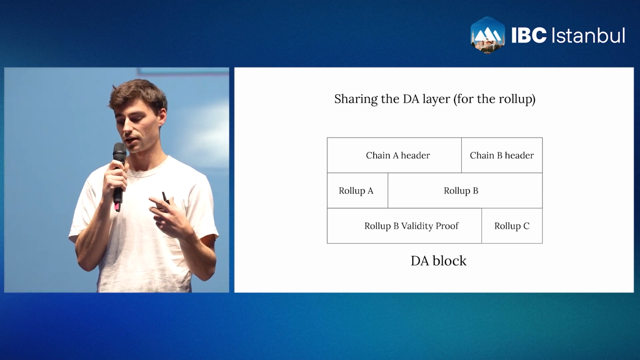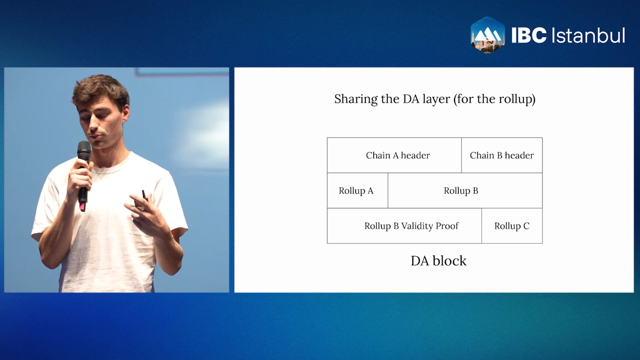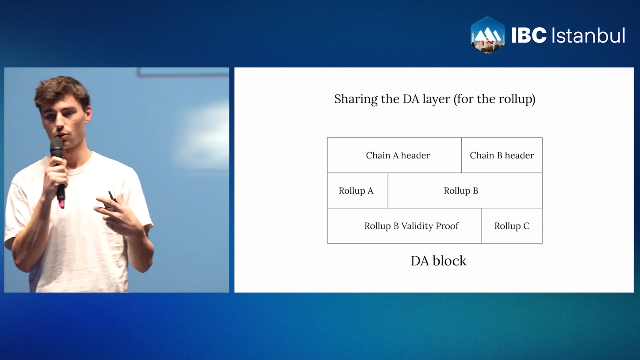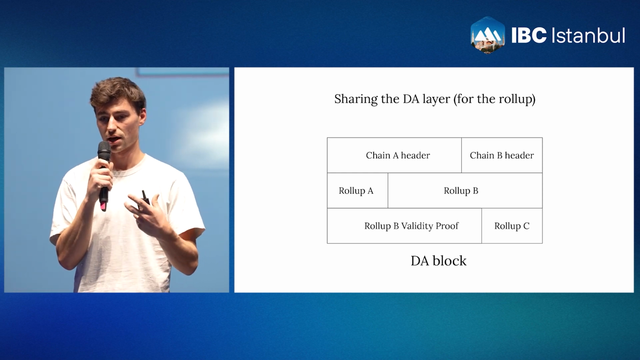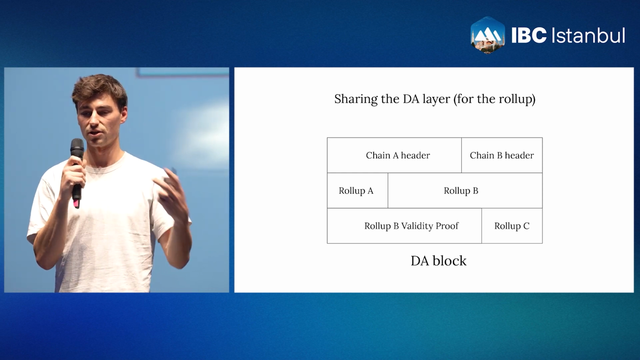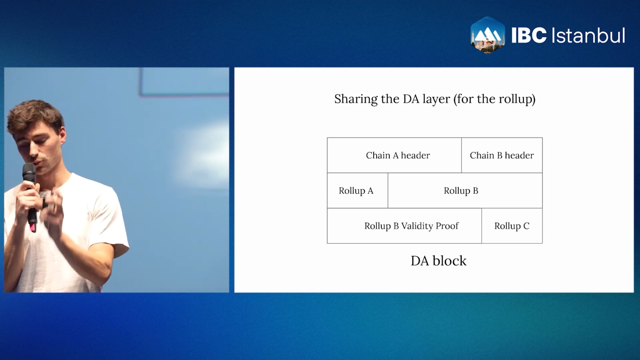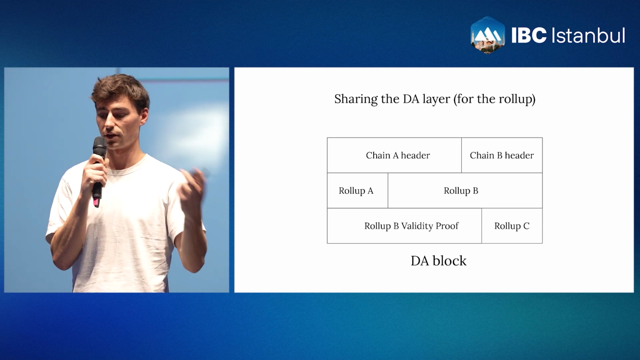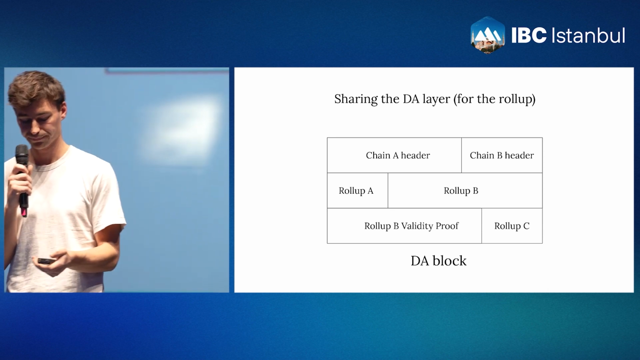And the same goes for validity and fraud proofs, not just the consensus headers, they can also post this. So I only have to post my validity proof one time. I don't have to post it on every other chain in the shared DA world. I just post it once, and then all the other rollups connected to me can read that, and if they validate it correctly, can then execute it.